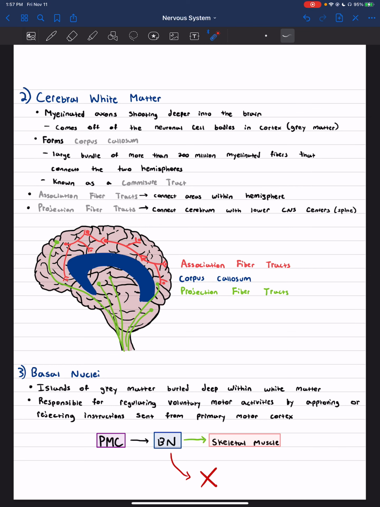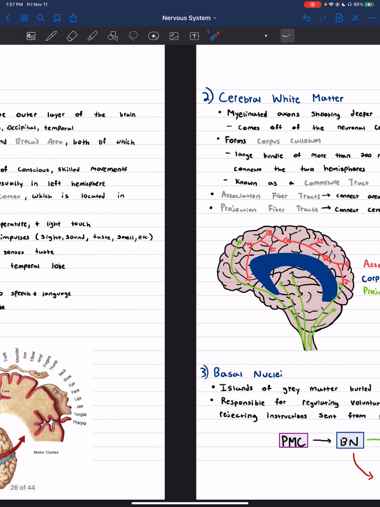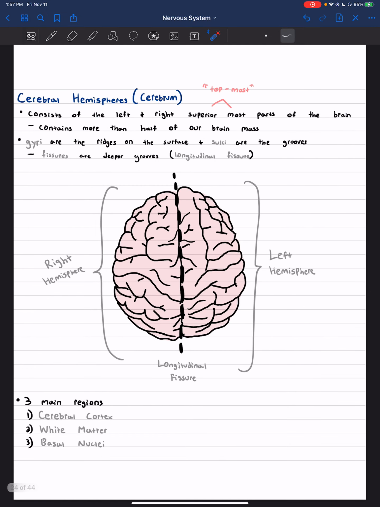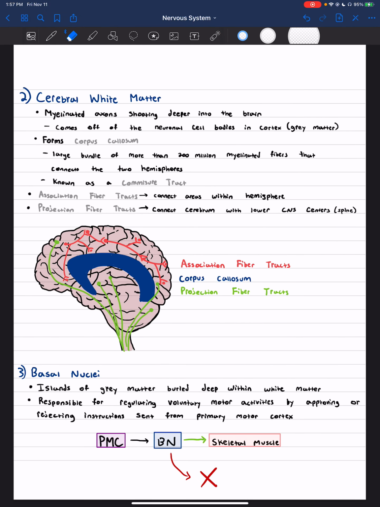The third portion of our cerebral hemisphere is your basal nuclei. Now, your basal nuclei are little pockets of gray matter that are buried really deep within your white matter. So these are responsible for voluntary motor activities. They kind of regulate these movements.